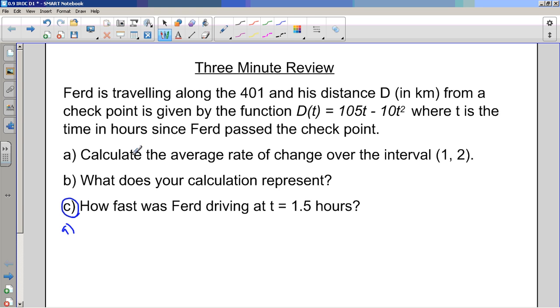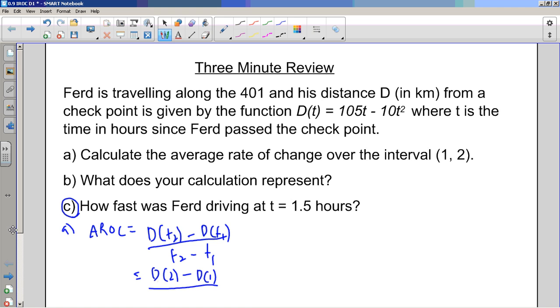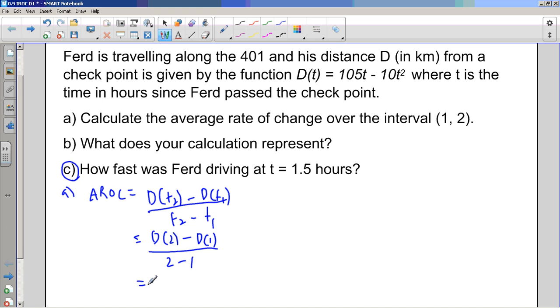We were asked to calculate the average rate of change, where we're given a function that represents Ferd's distance from a certain point. We know the formula for IROC now is this familiar formula, change in distance over change in time, or we like doing it d at t2 subtract d at t1 over t2 subtract t1. Here t2 is 2 seconds and t1 is 1 second. So on the bottom it's easy, but we want to do some calculations maybe in the margin here.